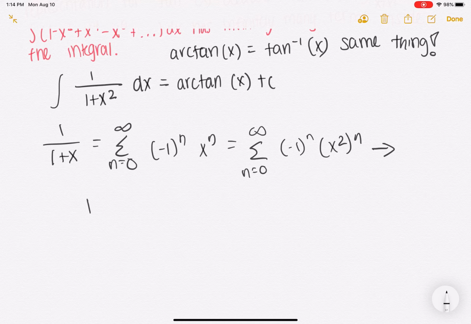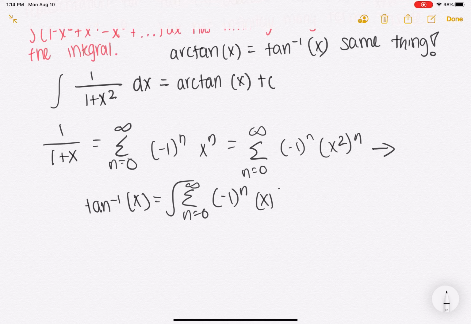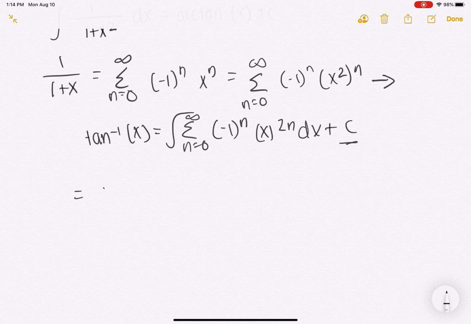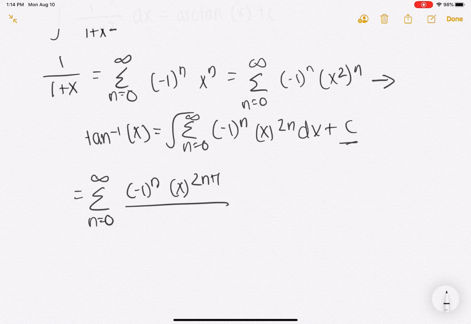that the arctangent is equal to the integral of the summation n equals 0, negative 1 to the nth, x to the 2nth dx plus c, which is the constant here. And continuing down here, we will write that n is equal to 0 of negative 1 to the nth power x to the 2n plus 1 power all over 2n plus 1 plus c. Then again here, the constant.